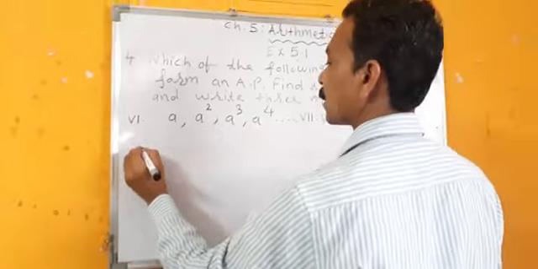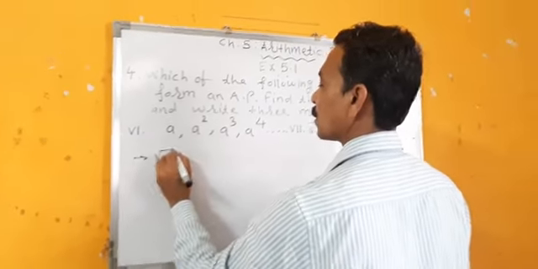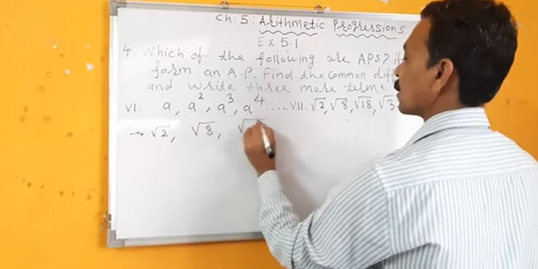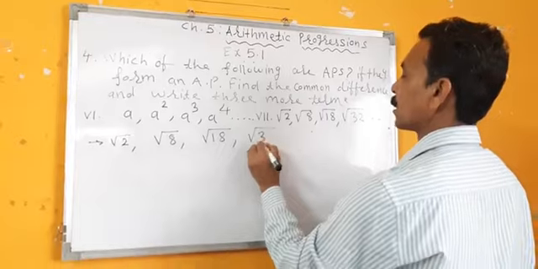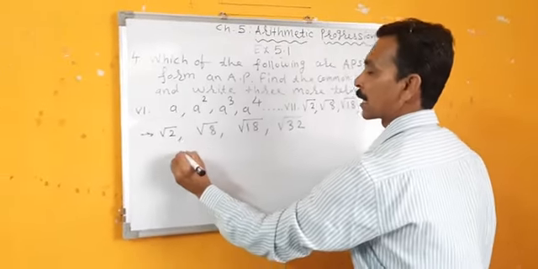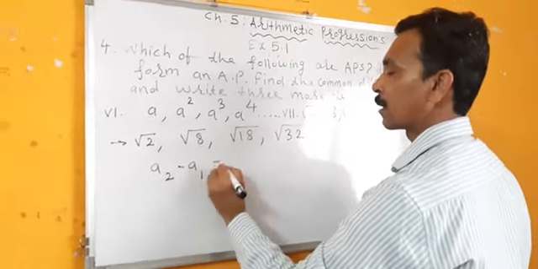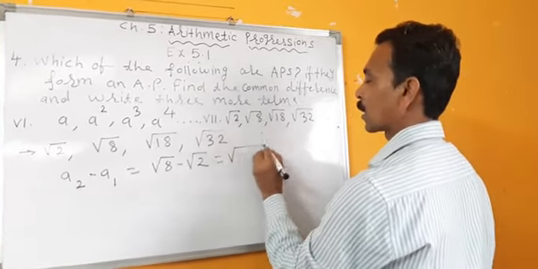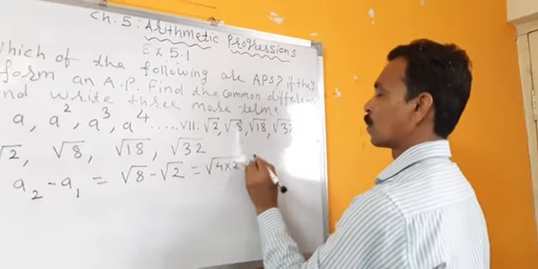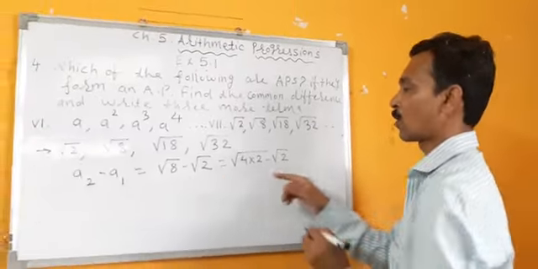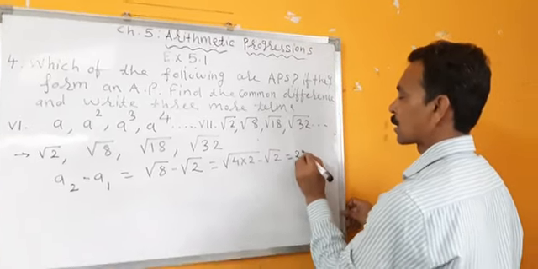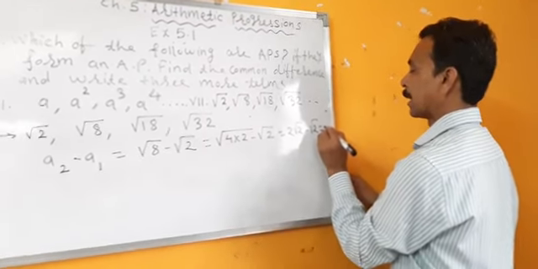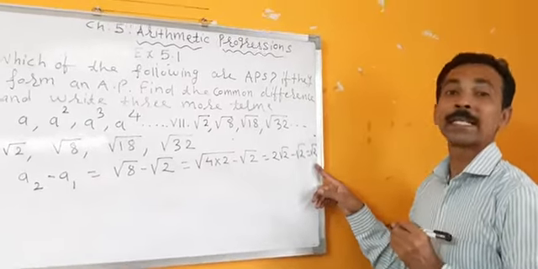The next one is root 2, root 8, root 18, root 32. I'll take first A2 minus A1. What is A2? Root 8 minus root 2. Root 8 means what? 4 into 2. What is square root of 4? 2. So it becomes 2 root 2 minus root 2. What is 2 root 2 minus root 2? It is root 2.